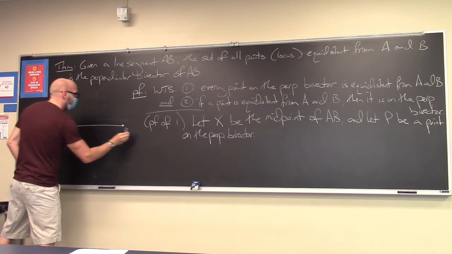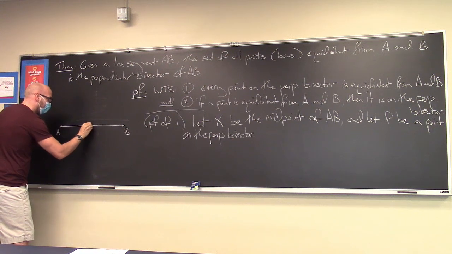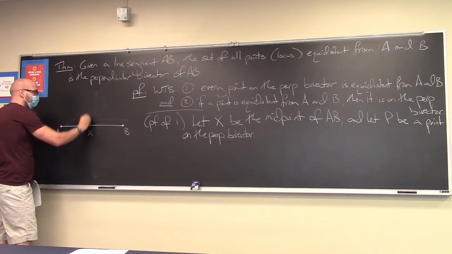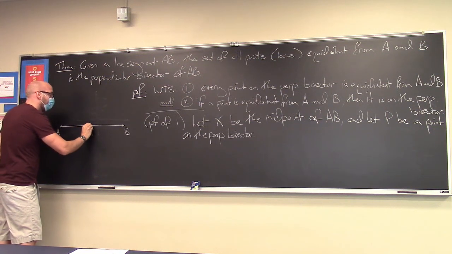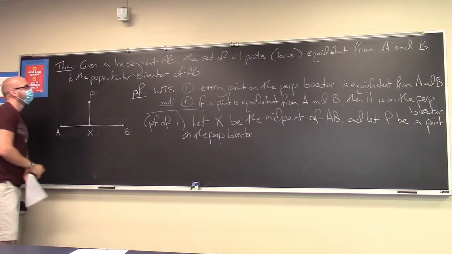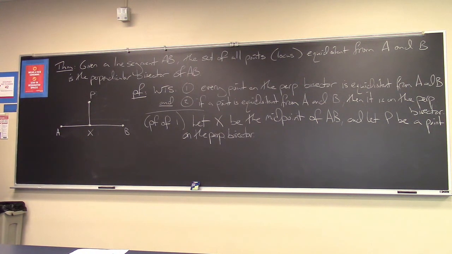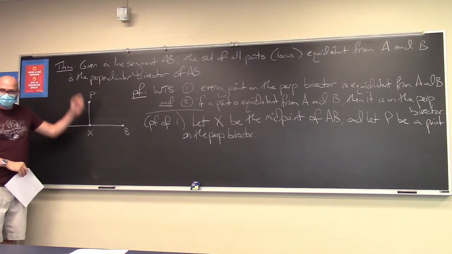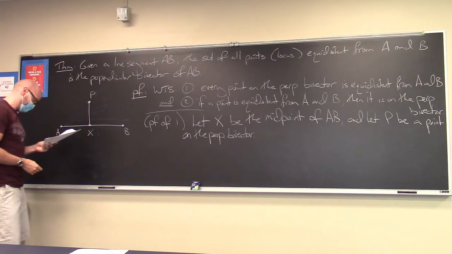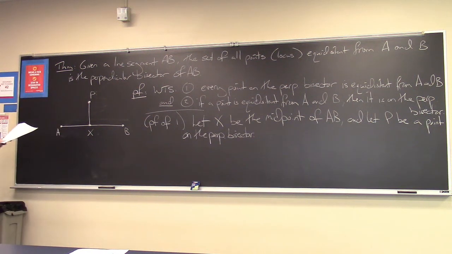A, B, here we have X right in the middle. The perpendicular bisector is just a line that cuts perpendicularly through X. So P is a point on it. You can extend this infinitely in both directions, but I'll just look at the relevant segments that I care about. Well, what can I do with this picture?